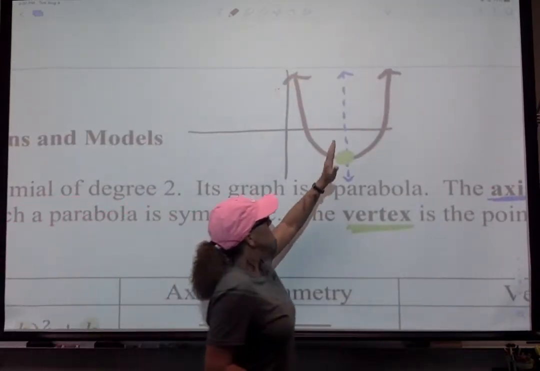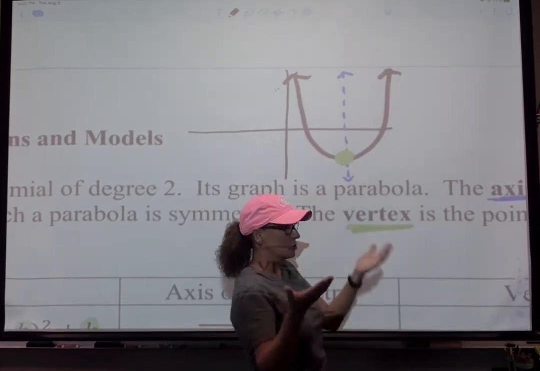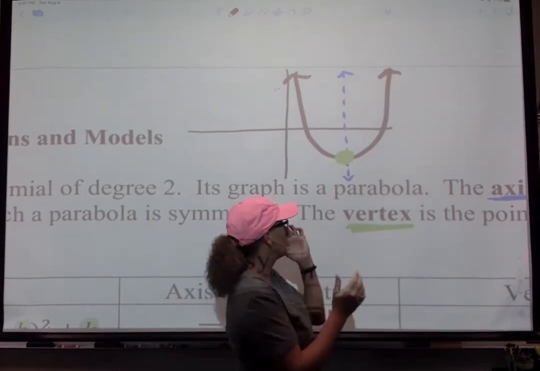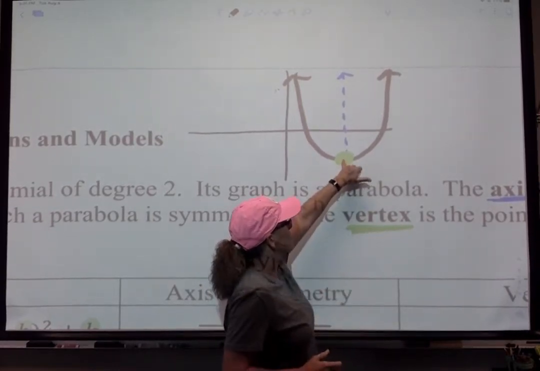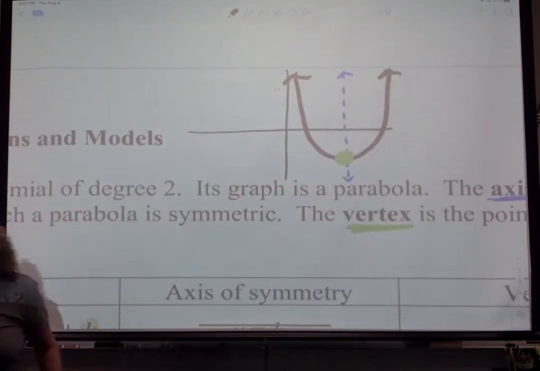The axis of symmetry is a vertical line that turns your parabola into, that's what makes it symmetric. It's like a fold line. And that line goes through the very important point called the vertex.